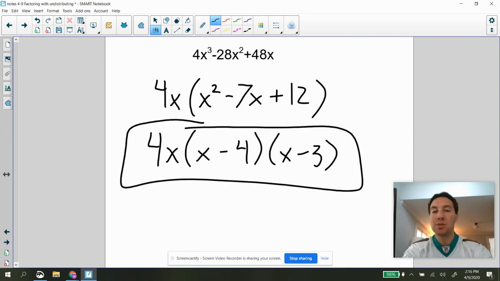So the moral of the story is it is always helpful to undistribute and pull out those common factors whenever you can. And then look at what you have left and see if you can factor more. If not, you're done. If you can, keep factoring.